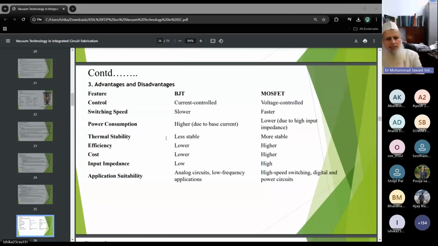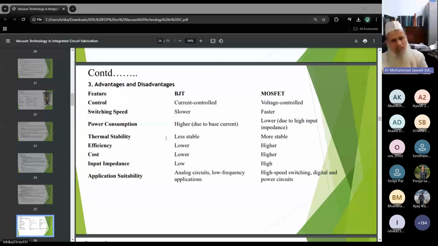These are the various advantages and disadvantages of BJT and MOSFET. BJT is a current control device. MOSFET is a voltage control device. Switching: earlier, in the 1980s, the BJT was the fastest, because emitter coupled logic was used, and that was the fastest logic family at that time. But later on, due to miniaturization, the MOSFET became faster.